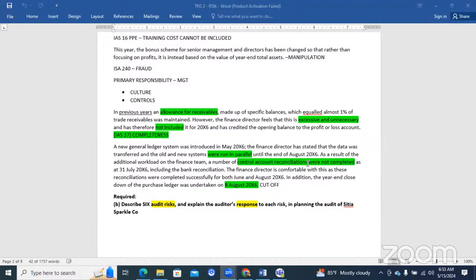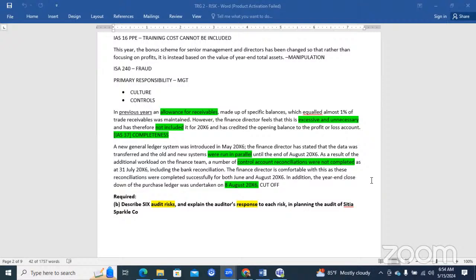When controls are not effective, the risk of material misstatement is very high. Therefore, it's a control risk. So these two are control risks only. Therefore, we can't explain standards. The issue should be explained and the impact should be explained. Right? And also here, the finance director is comfortable with this as these reconciliations were completed successfully for June and August. No, for the entire year, you should do that.